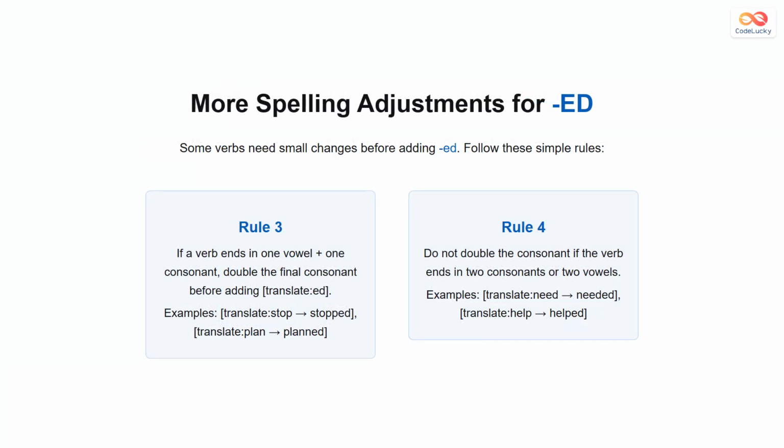If a verb ends with one vowel and one consonant, double the last consonant before adding ed. For example, stop becomes stopped and plan becomes planned. But do not double the consonant if there are two vowels or two consonants at the end of the word. For example, need becomes needed and help becomes helped.